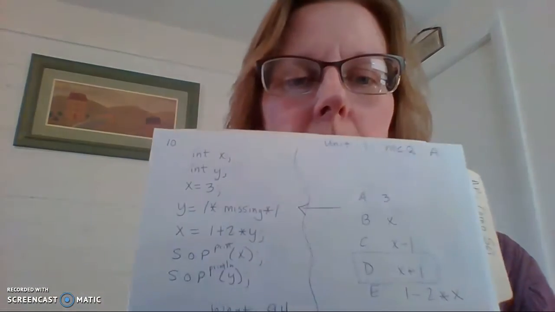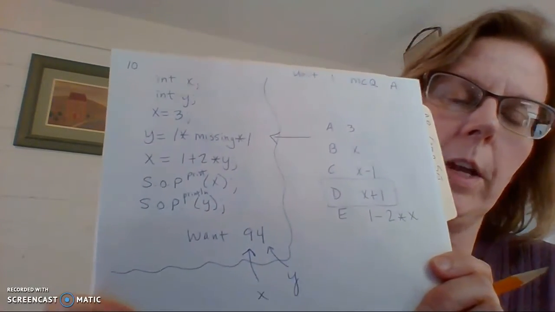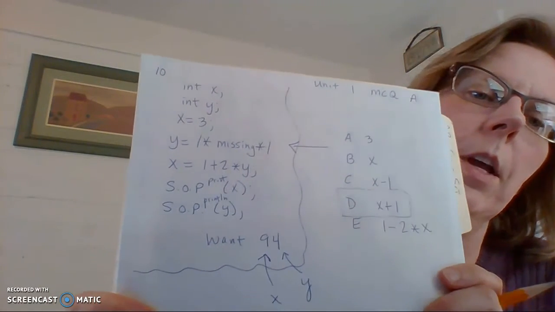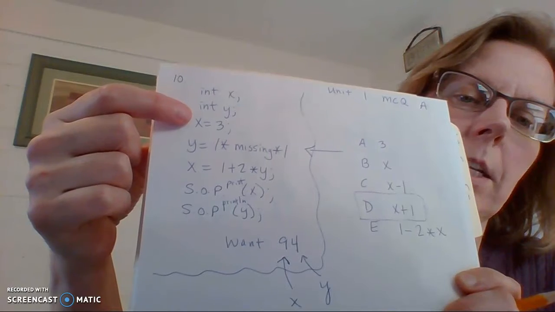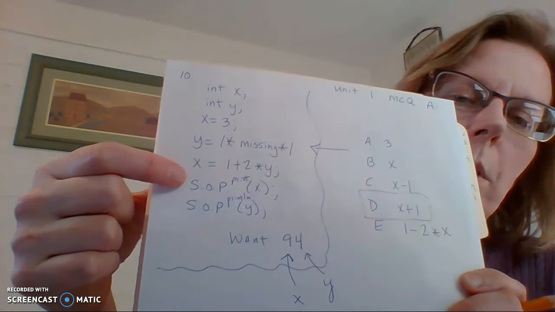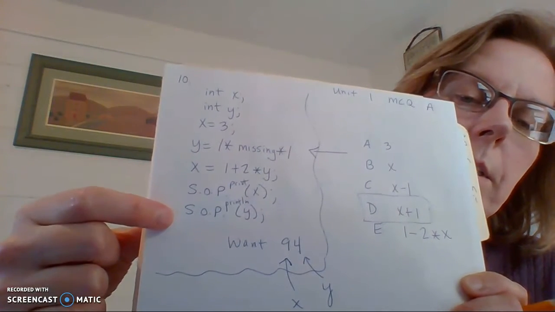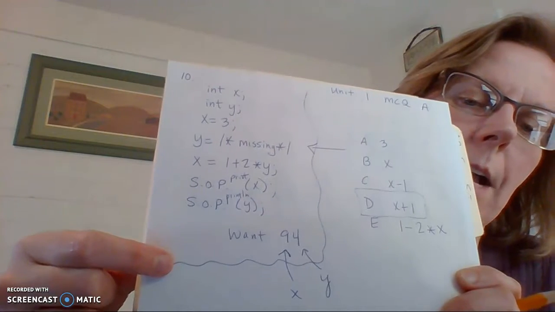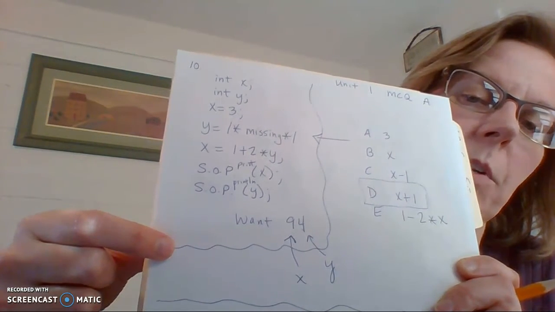Okay, so I'm going to go over a couple of the multiple choice questions that you guys had questions on or that were missed on multiple choice part A for unit 1. So the first one was number 10. And you can see that we have int x, int y, x is 3. This is missing. x is 1 plus 2 times y, and then I'm printing out x and then println-ing y. So I want 9, 9 is my x value and y needs to be 4.